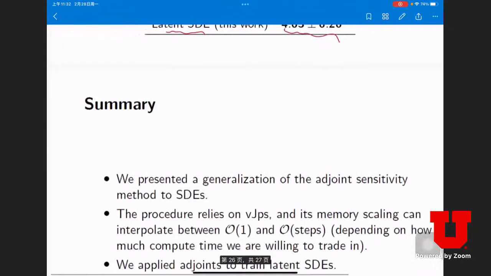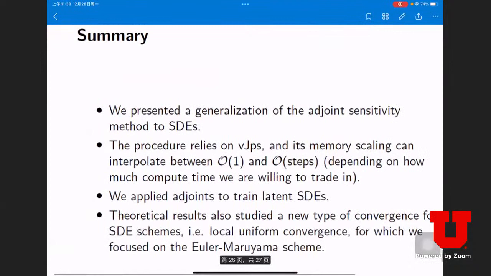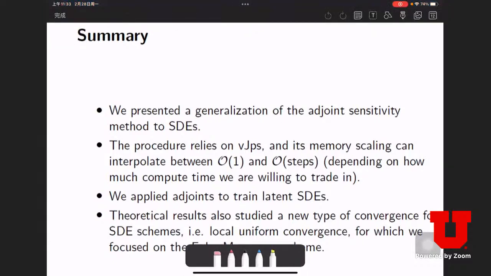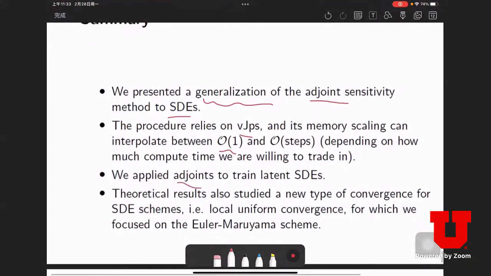Go back to this. And there is a summary. The summary is, I think I just copied it from their author slides. And he says the main contribution is he gives a generalization about the adjoint sensitivities to the SDE. With the correct definition, we can retain the advantage of the adjoint with very low storage, the memory cost. And then he uses adjoint to train the latent SDE with such settings and gives some very good results.